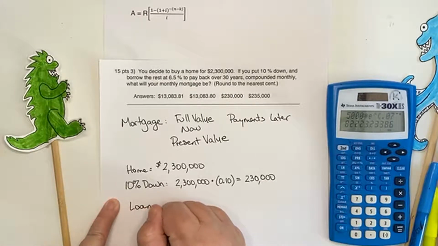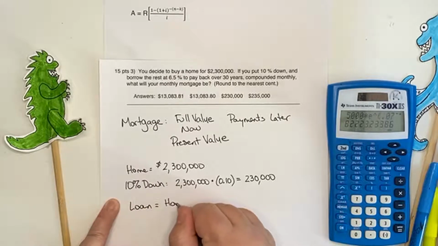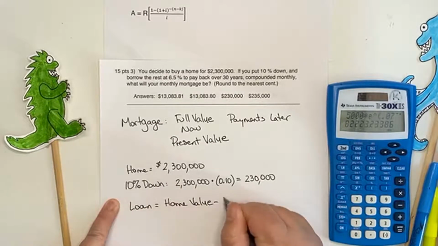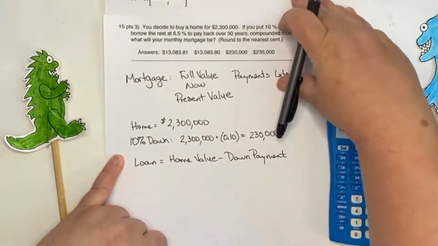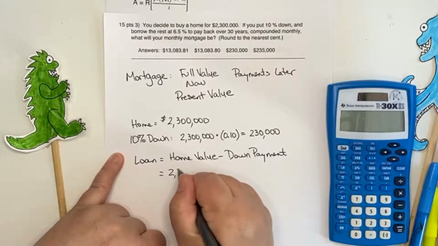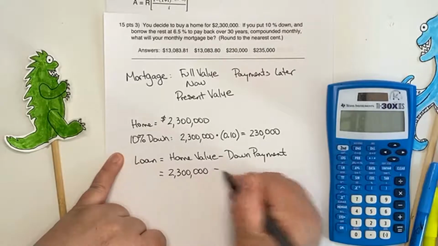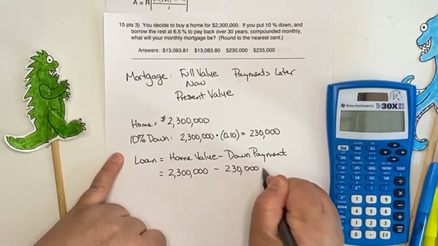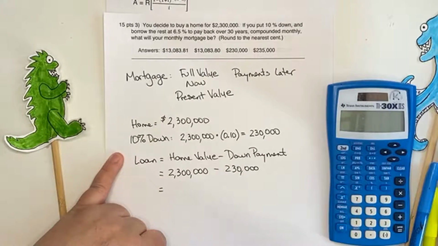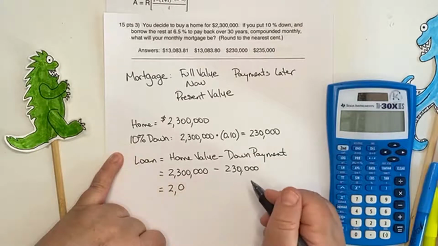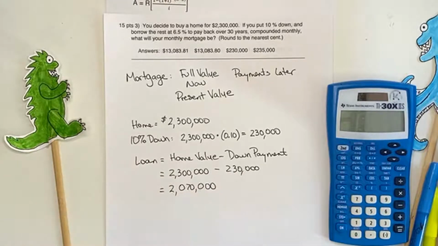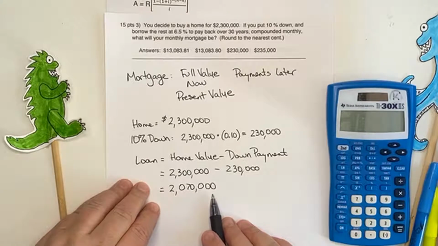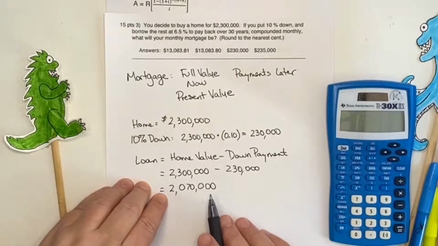So the loan is going to be the home value minus the down payment, which is equal to $2,300,000 minus $230,000, which equals, what is that? I could probably do that. And let's see, $2,070,000. Do we trust ourselves? I think that's it. So this is going to be the loan amount right there. That's how much we're going to borrow.